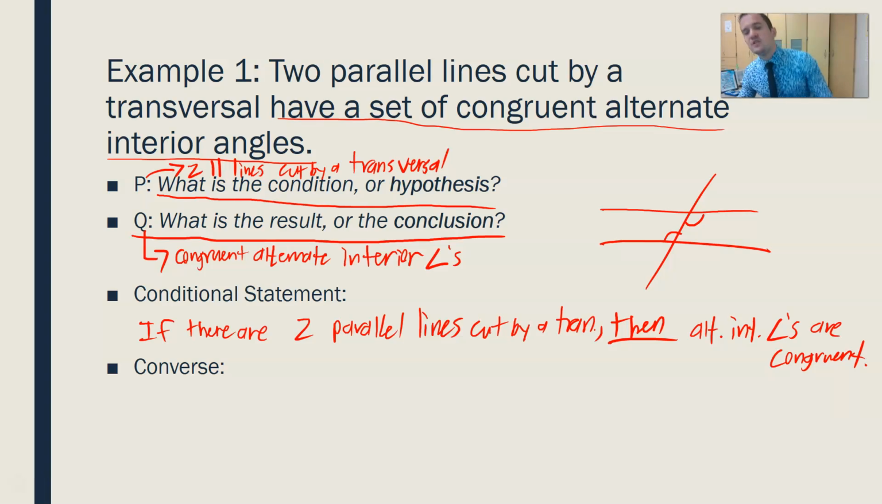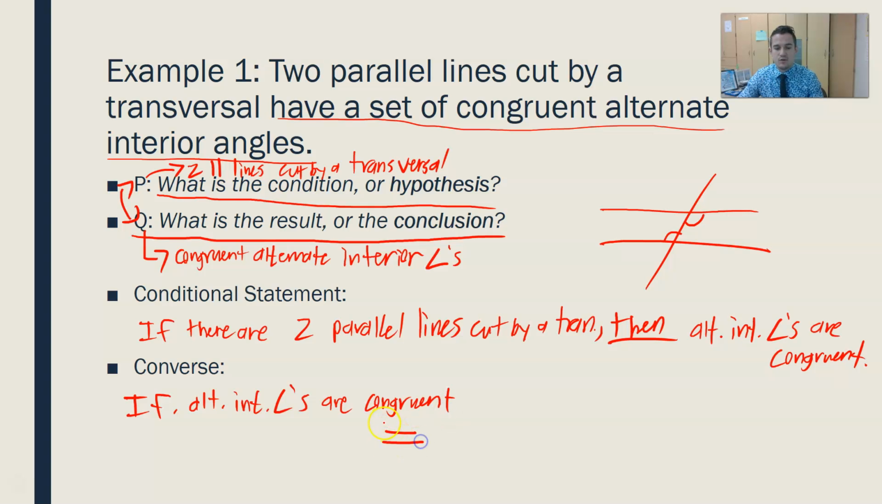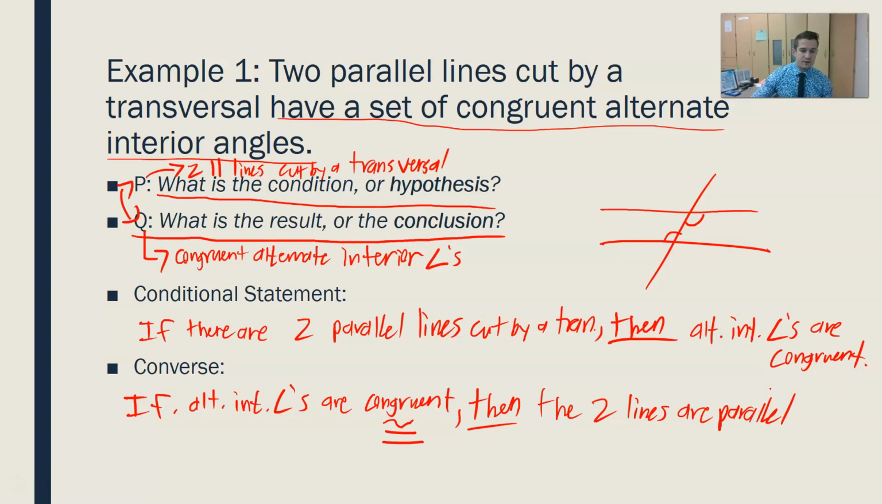Okay, then my converse statement would be, if I switch my hypothesis and my conclusion, if I switch my P and my Q. So the converse statement would be, if alternate interior angles are congruent, reminder that here's the little symbol that means congruent, the little equal sign with a squiggly over it, then the two lines are parallel. That would be my converse statement. Again, these two statements, the hypothesis and the conclusion, just switch places.